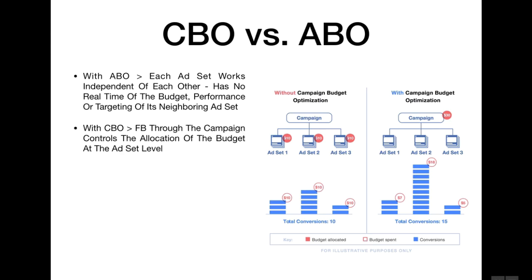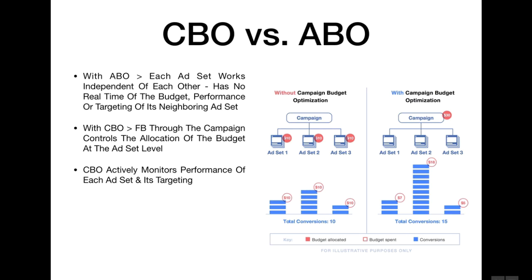Okay, now with CBO, Facebook, through the campaign, controls the allocation of the budget at the ad set level. As you see, on the left-hand side, you set up $10 per ad set, but that would mean you were just going to spend $30 in total. Well, on the right hand side, if you put your budget at the campaign level, you put the same $30, Facebook is going to allocate the budget at the ad set level, to the ad sets that Facebook considers are going to perform the best.